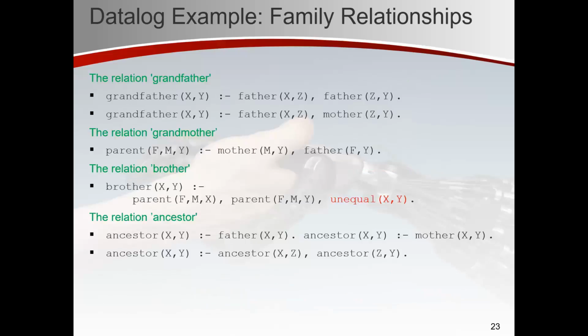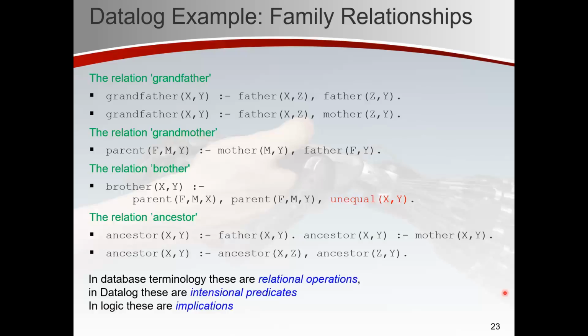Okay, then we have rules. These rules perfectly look like Prolog rules. As I said, there might be some variance in syntax, but basically it's nearly the same as Prolog rules. Grandfather, grandmother, brother, and ancestor. The only thing that's kind of different here is the unequal predicate. We have seen that we can use negation in standard Prolog, where we say if they're not unifiable, then they are unequal. This is not possible here. We have to use some kind of unequality predicate.